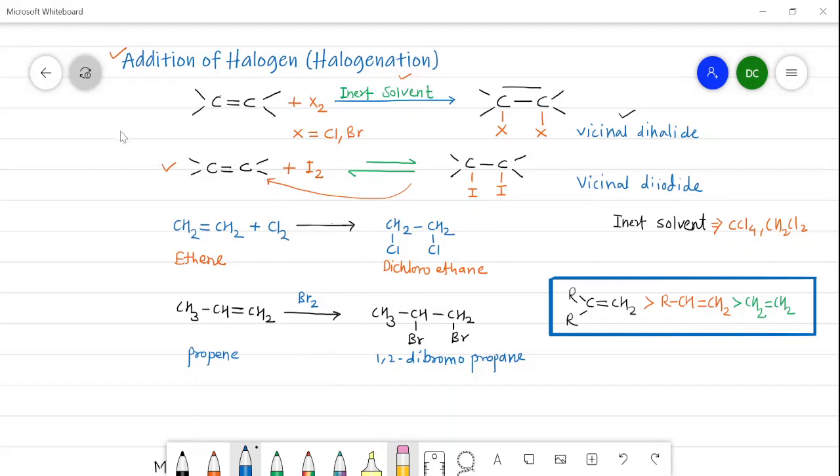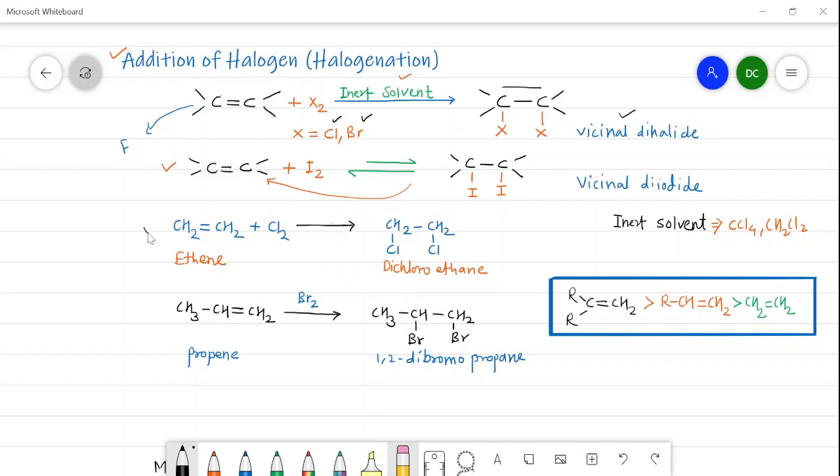Now, if we choose fluorine, then this alkene will react with the fluorine, no doubt, but there is an explosive reaction and we cannot handle this reaction. That's why in the halogenation process, we will see only chlorine and bromine. They react with the alkene smoothly and give the corresponding dihalide product.